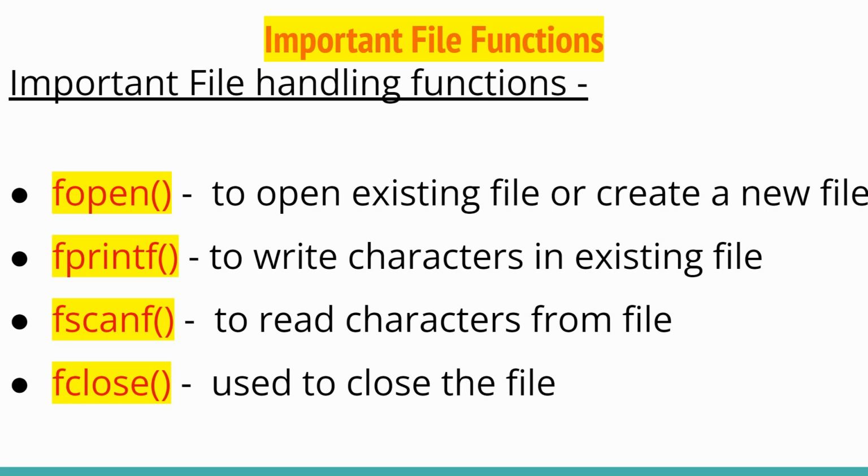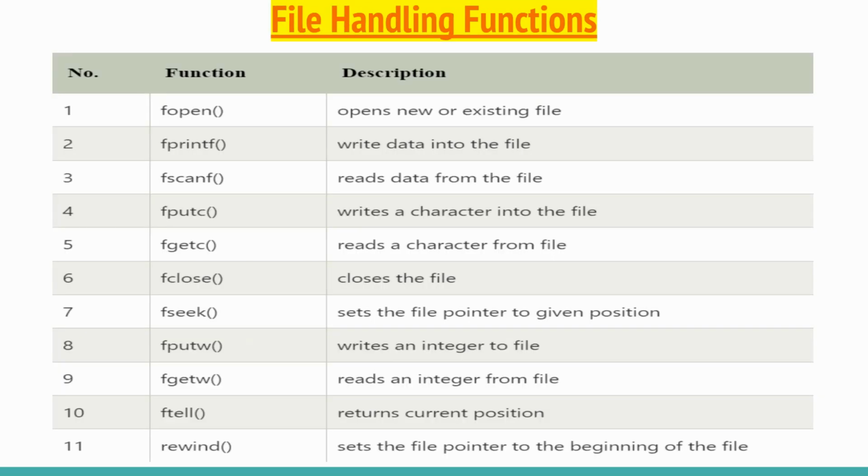Let us look at other functions which are available in C language. So this is a complete consolidated function list. fopen is used to open an existing file or create a new file. fprintf is used to write data into the file. fscanf is used to read data from the file. Next we have fputc. Here, c stands for character.